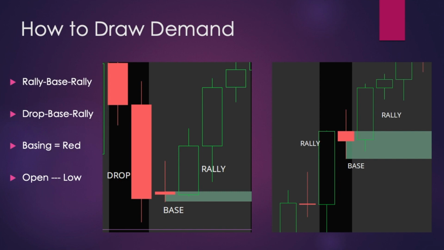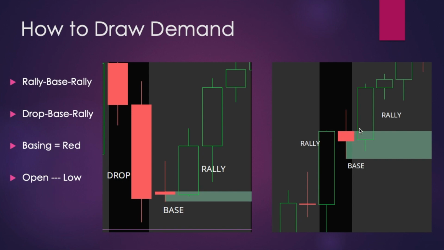Then, for the drop base rally, we want to see a solid bearish candle, a relatively small basing candle, and finally a strong green candle. So as you can see, we have a strong green, basing red, strong green, and for the DBR we have a strong red, basing red, pretty strong green. So now, the basing candle must absolutely be red, as we want to see the market take a small break from buyers before continuing higher.